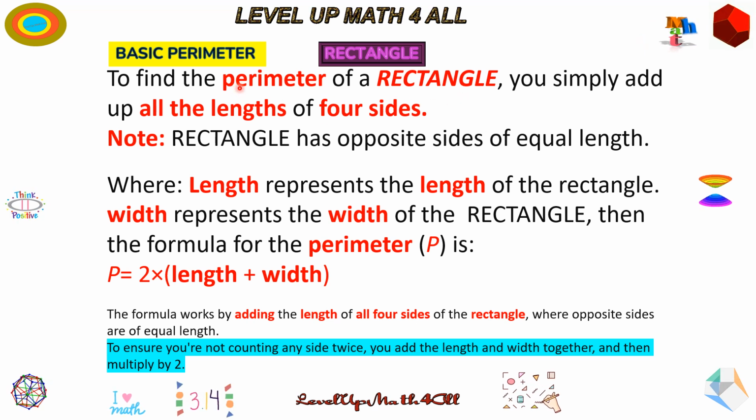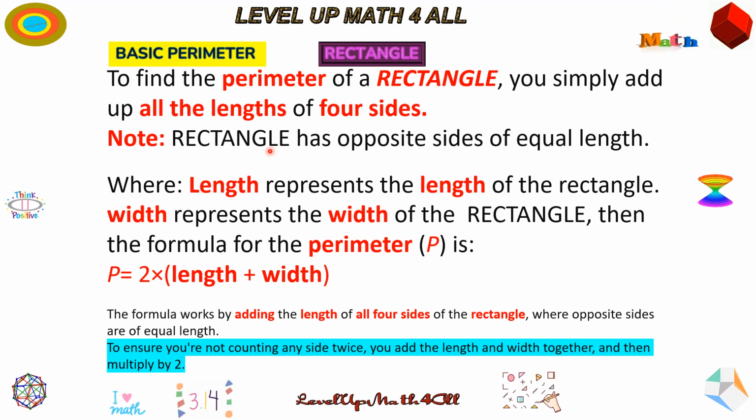Before we try to find the perimeter of a rectangle, first of all, you have to understand what we mean by a rectangle. The rectangle contains four sides: two long sides and two short sides. The long side is called the length, and the short side is called the width. The two long sides are always equal in length. The two short sides, the widths, are always equal in size to each other.